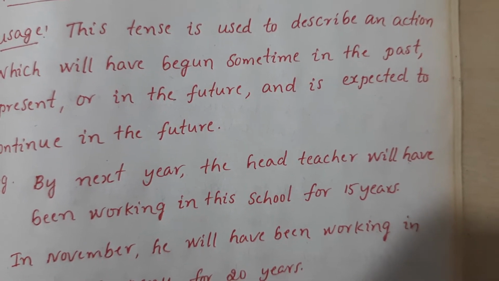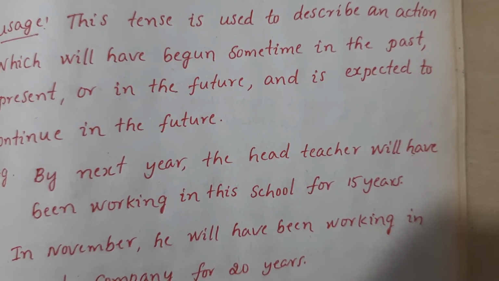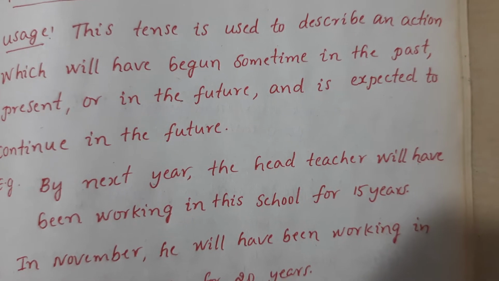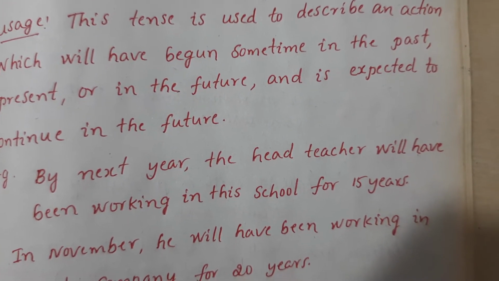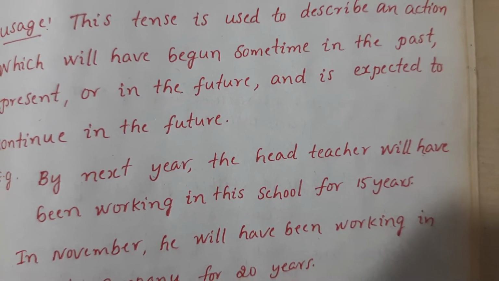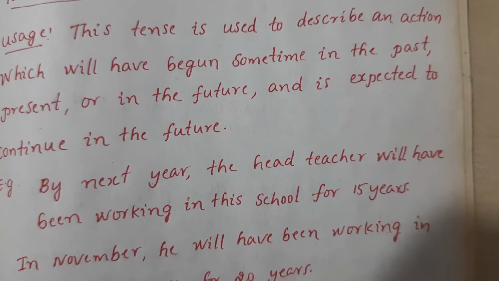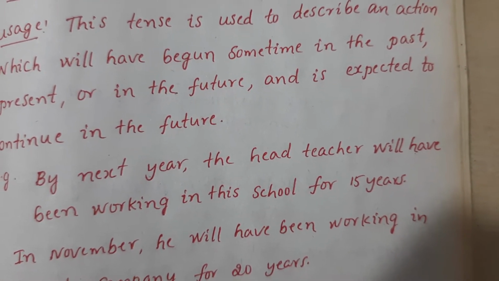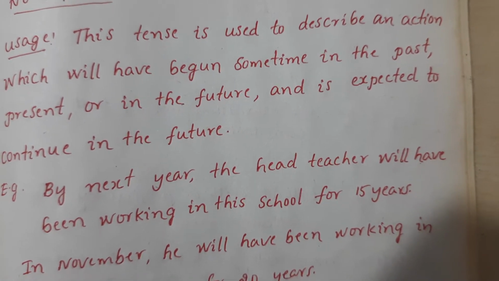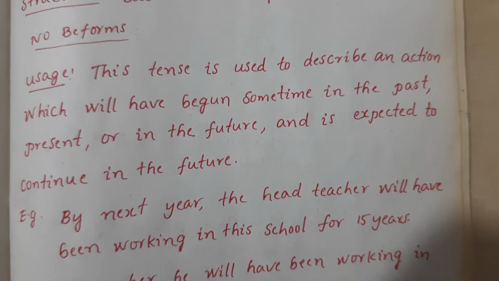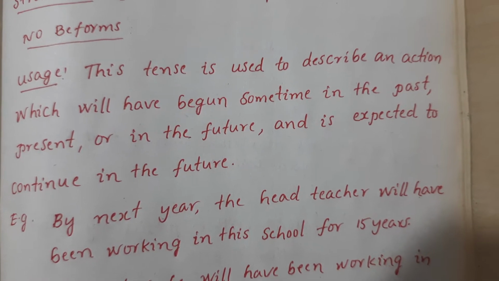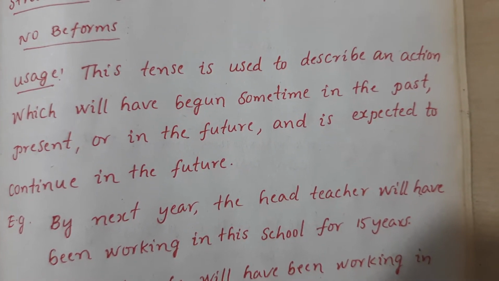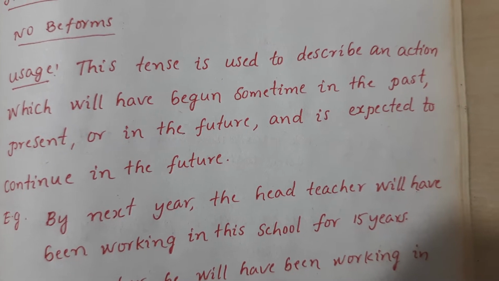By next year, the head teacher will have been working in the school for 15 years. The action began in the past, some years ago. So by next year, how many years will it be? It will be 15 years. So the head teacher will have been working in the school for 15 years by next year. In order to describe this kind of action, we use future perfect continuous tense or future perfect progressive tense.